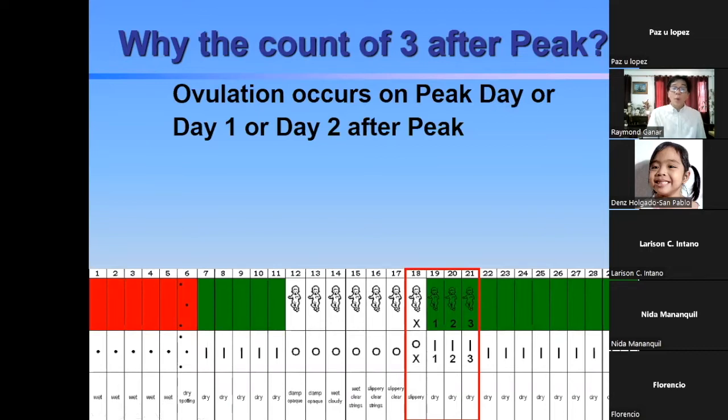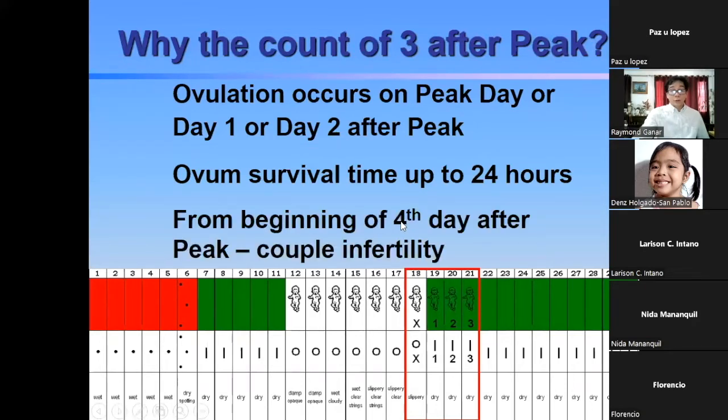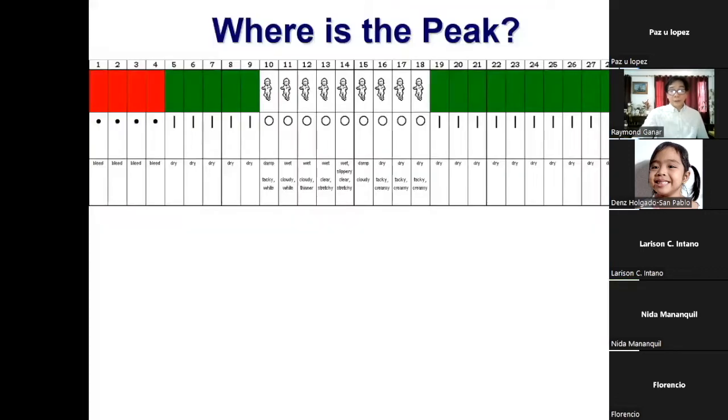Ovulation is always happening during the peak day, sorry. But there are cases that it can happen on day 1 or day 2, which I already discussed, I think, last Saturday. Okay, let's move. The survival of the sperm would be 24 hours. From the beginning of the fourth day past the peak, it is considered to be infertile.